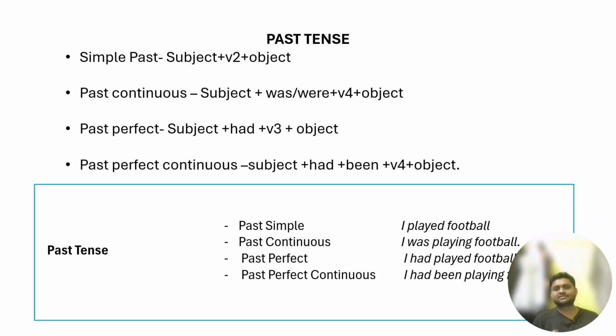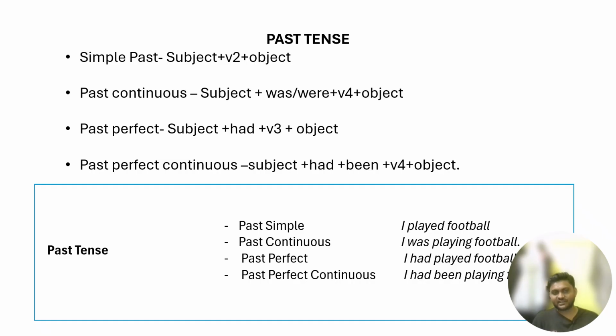Then we have past continuous tense. Its structure is subject plus was/were plus V4 plus object. Example would be I was, V4 is verb plus ing, play plus ing, playing. I was playing football would be past continuous.